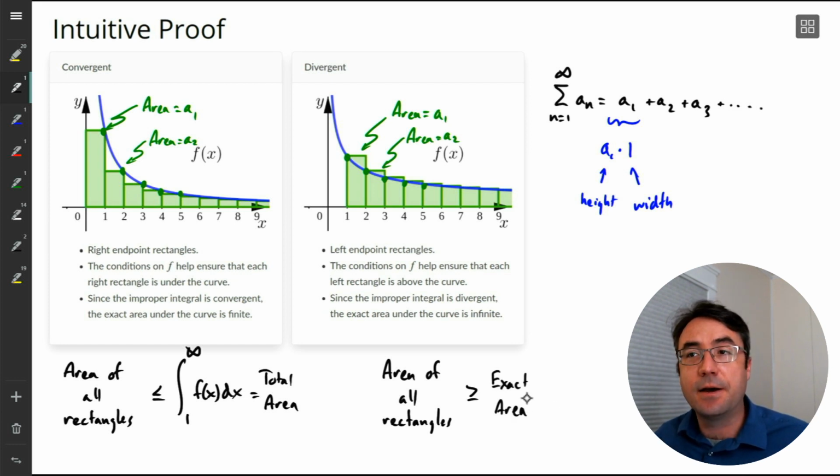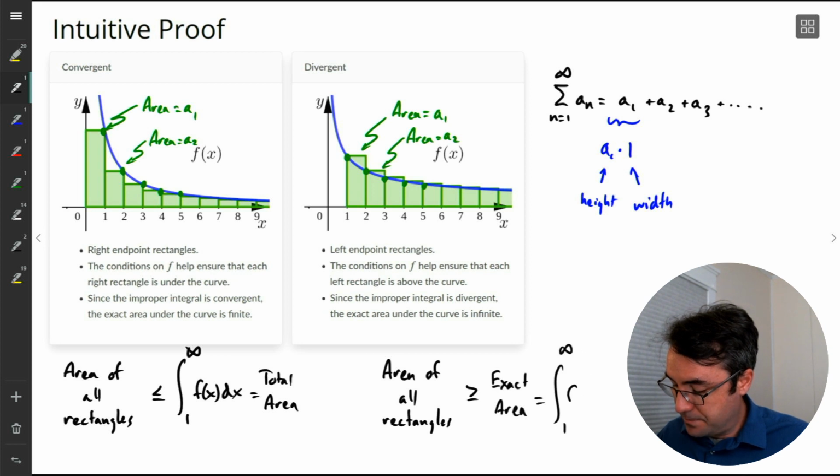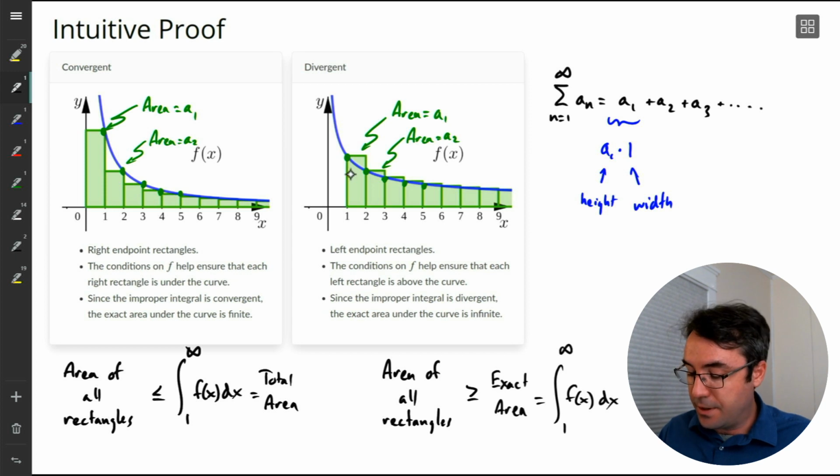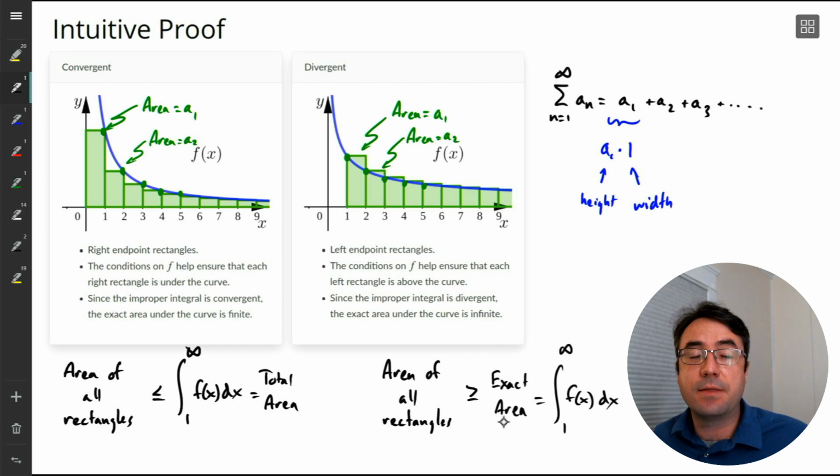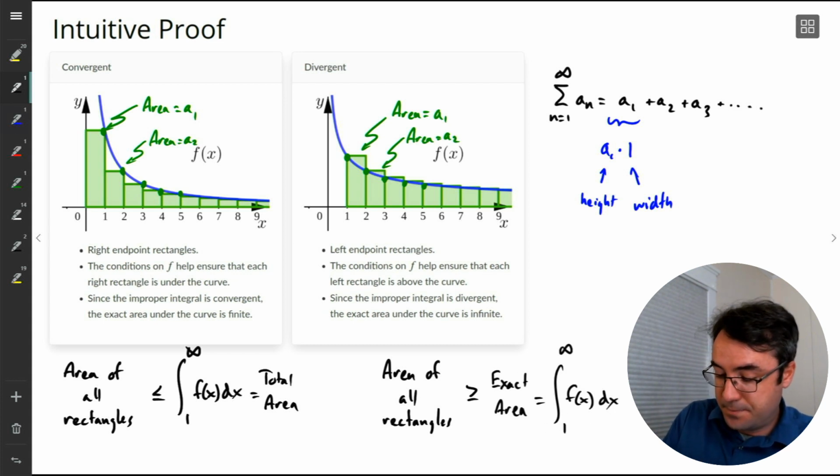And the exact area, if we get rid of those little sections that go above, well, the exact area would be what our improper integral is measuring, from 1 to infinity. And so the area of all these rectangles, if we could add them all together, has to be bigger than the exact area under the curve. And we know in this case, the improper integral is divergent.